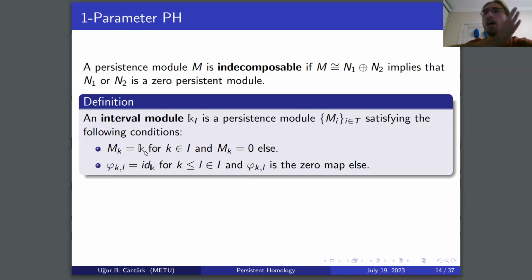From now on, I will work over fields instead of a general commutative ring, because we want to use our structure theorem. And if your index is not in your interval, then M sub k will be equal to 0. And what about the inner homomorphisms? If your two indices, k and l, are both in your interval, then phi_kl will be equal to the identity map. Otherwise, it is just the zero map.